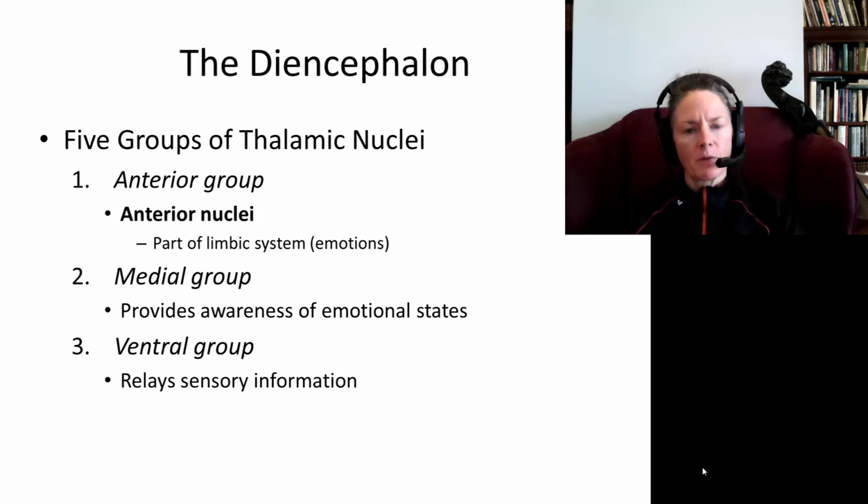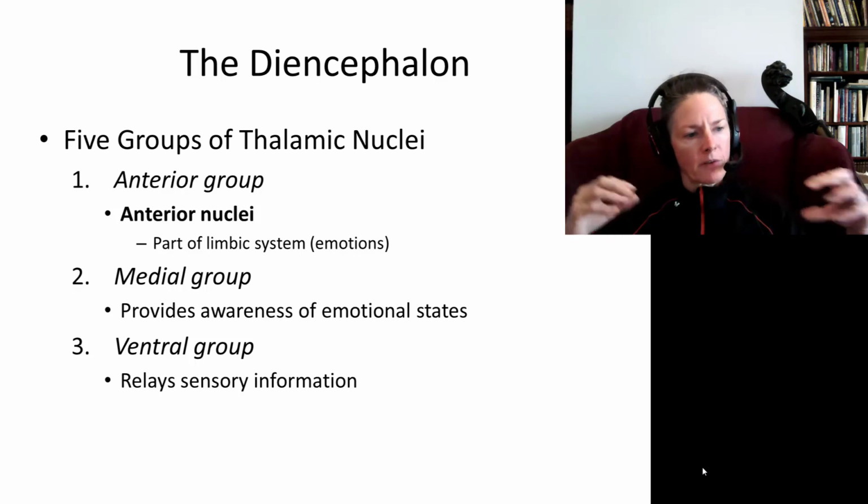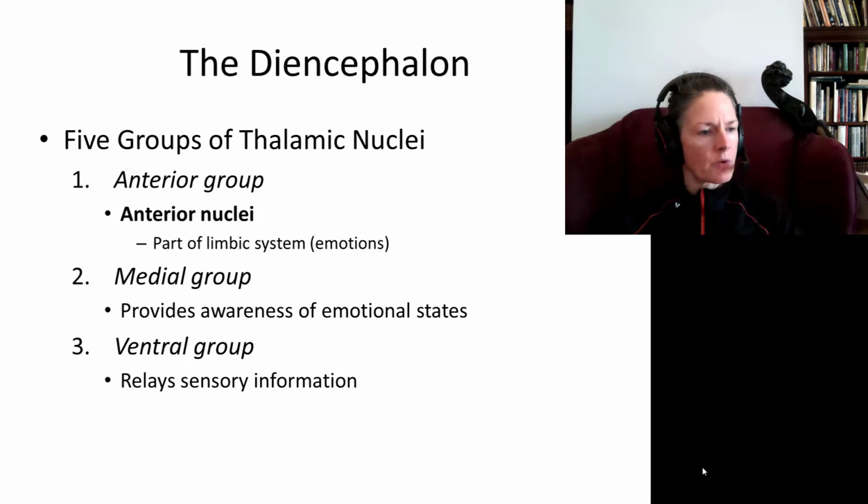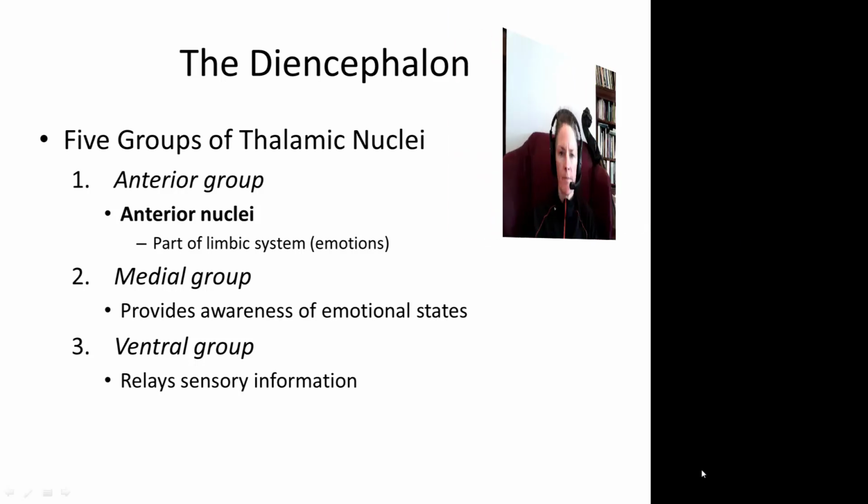Finally, we're going to have our ventral group, and that's going to relay sensory information from the periphery about pain, touch, temperature, vibration. We're also going to have some nuclei that are associated with relaying information from the cerebellum up to cortex, as well as the basal nuclei up to cortex.